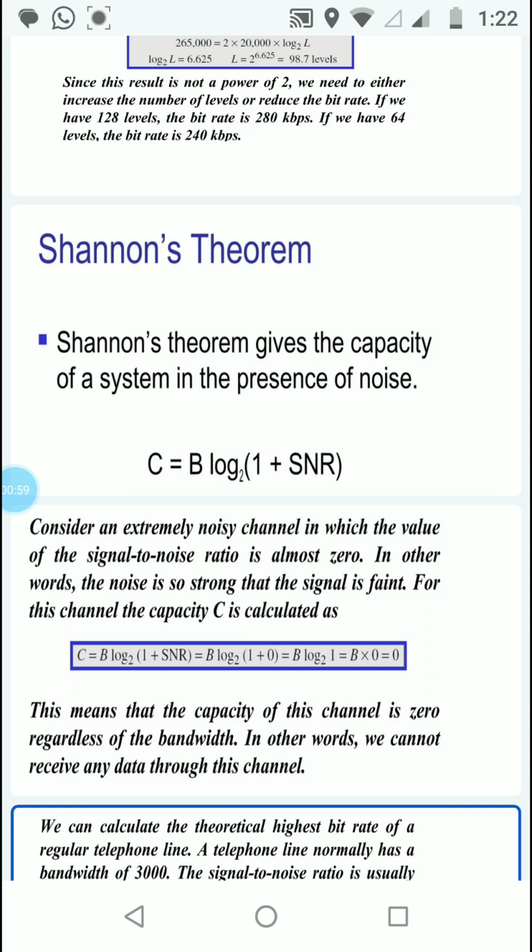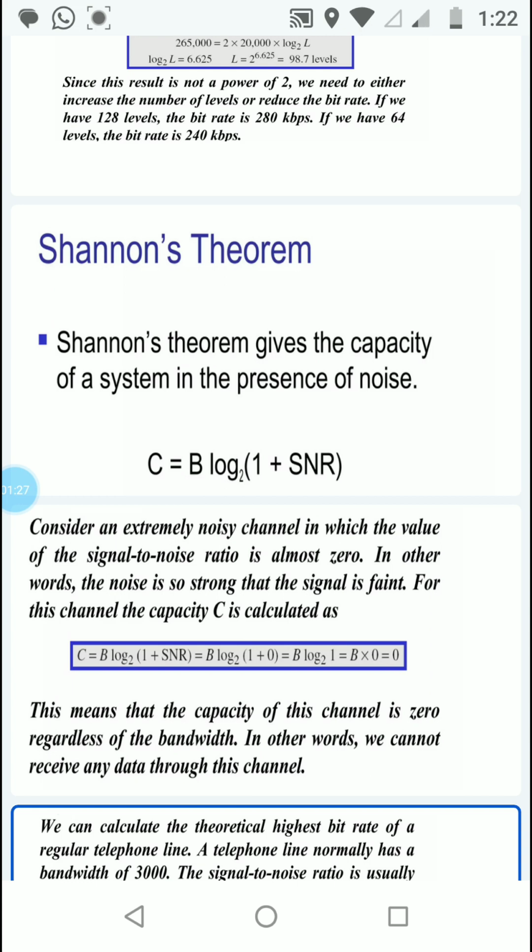Here, C is the capacity, B is the bandwidth of the channel, SNR is the signal to noise ratio, and capacity is the capacity of the channel in bits per second. The signal to noise ratio is calculated as SNR equals average signal power divided by average noise power.